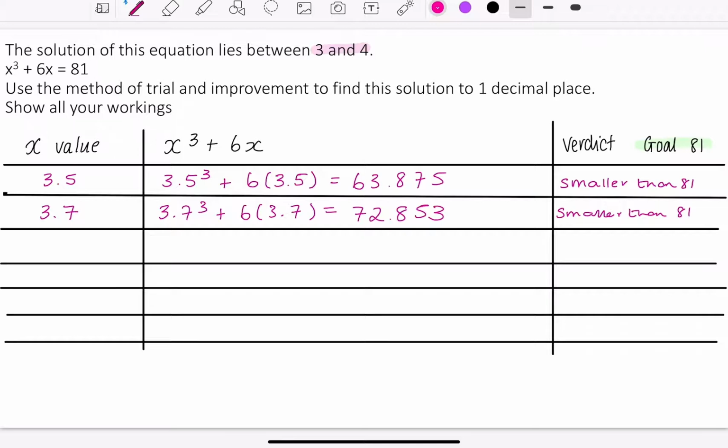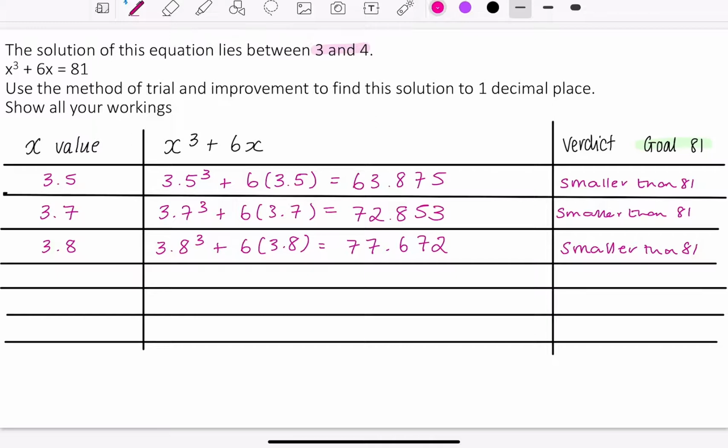So the next thing I need to look for, if 3.7 is too small, I need to go bigger. I'm going to try 3.8. I'm going to not make too many jumps now, as I'm getting closer to 4. Making a big jump could be quite silly, so I'm going to make sure I'm being a little bit more sensible with this. So 3.8 cubed, add 6 times 3.8. That's going to give me an answer of 77.672. That is still smaller than 81.